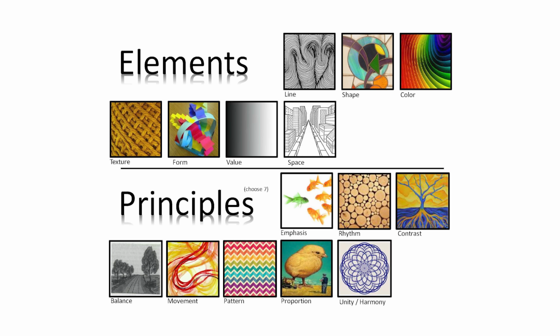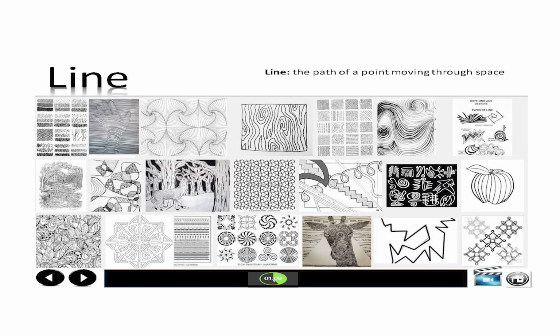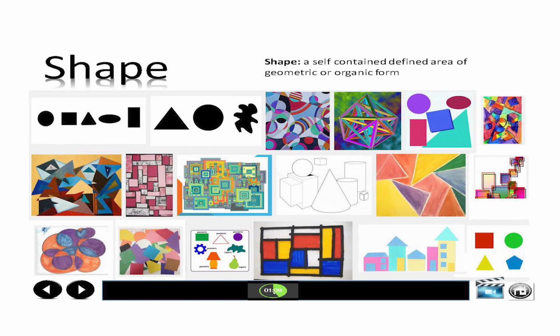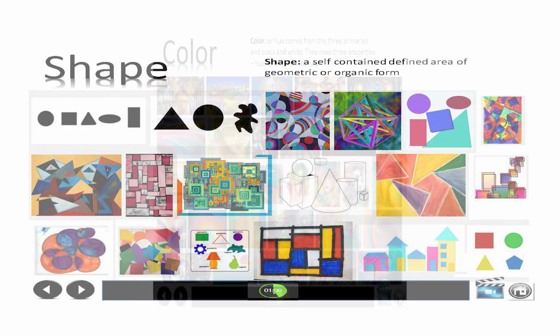These are the elements. We're going to do the top ones, which is line, shape, color, texture, form, value, and space. Most of the time, the first 3 are used, but you'll realize we use almost all 7 all the time. Here is line. As you see, it comes in all sorts of different ideas. Line is the path of a point moving through space. Shape is a self-contained defined area of geometric and organic form.